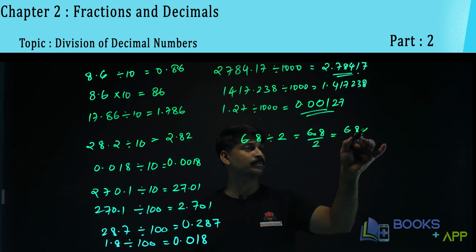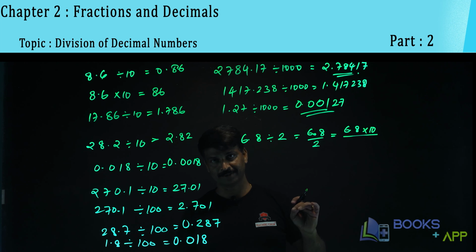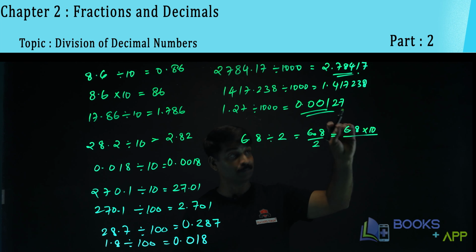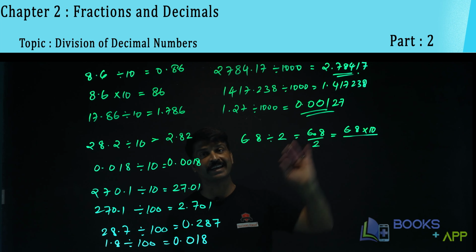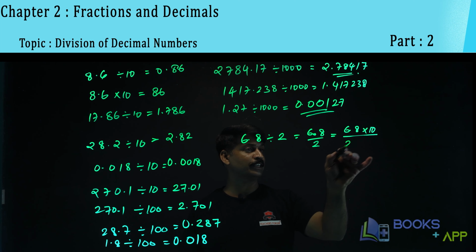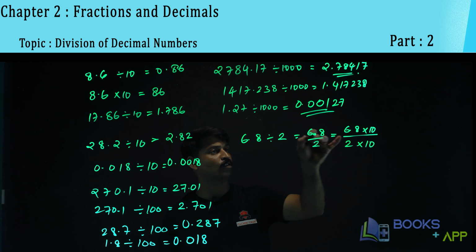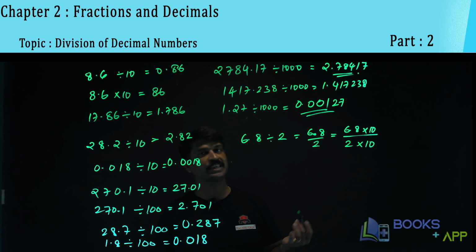You have to multiply this by 10. But you cannot multiply only the numerator. When you multiply the numerator by 10, the denominator also should be multiplied by 10, so that the 10 can cancel. So there is no change in the answer.